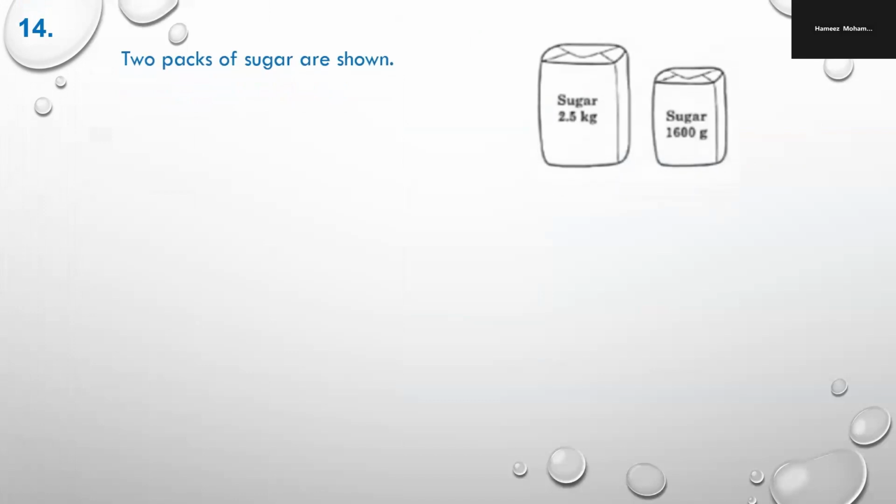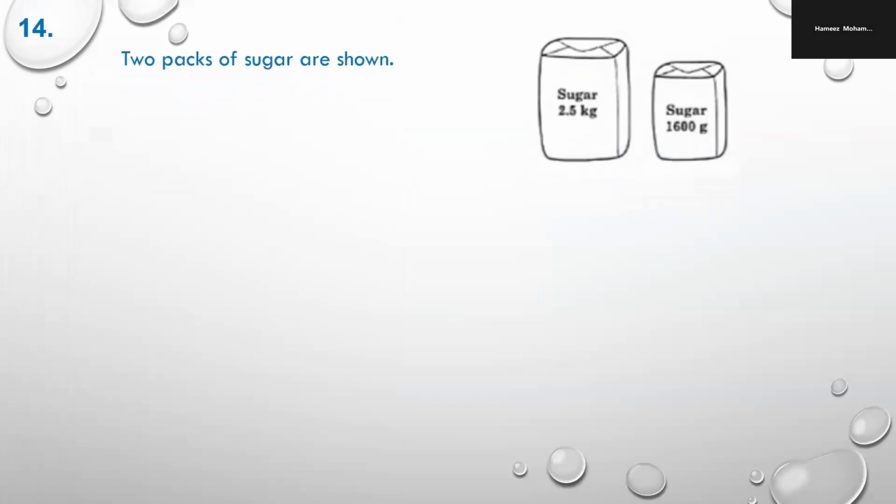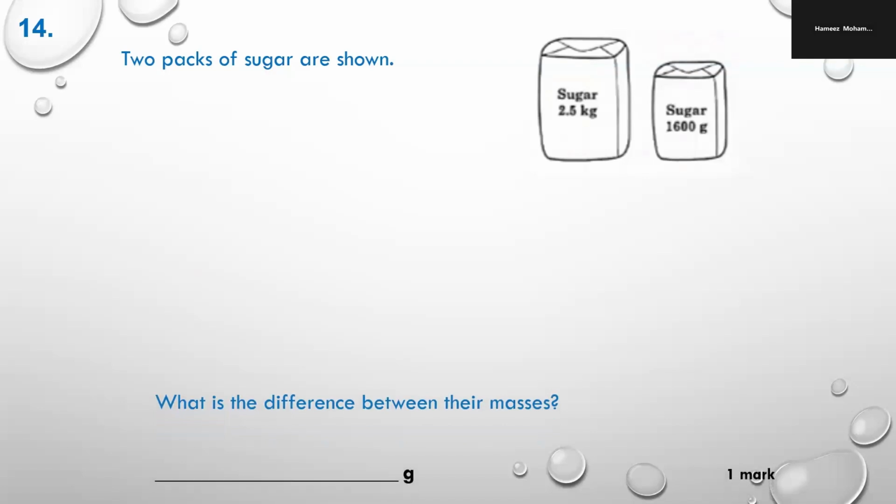Let's go now into number 14. In number 14, 2 packs of sugar are shown below. 2.5 kilograms and 1,600 grams. So the question is asking us, what is the difference between their masses? Now look at the answer. They want their answer in grams. You can easily do this.